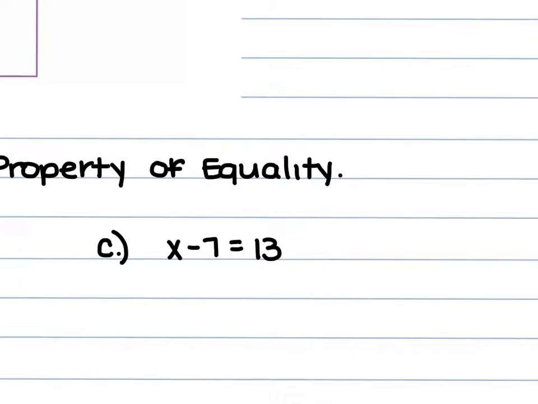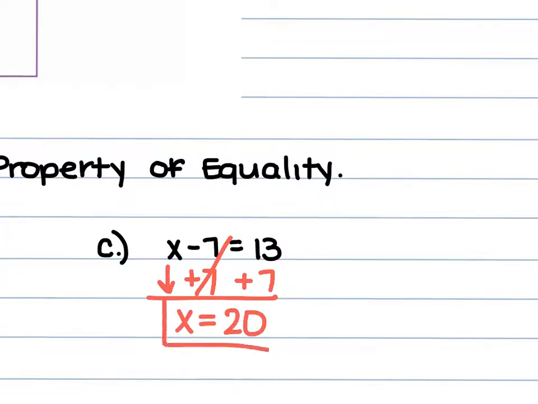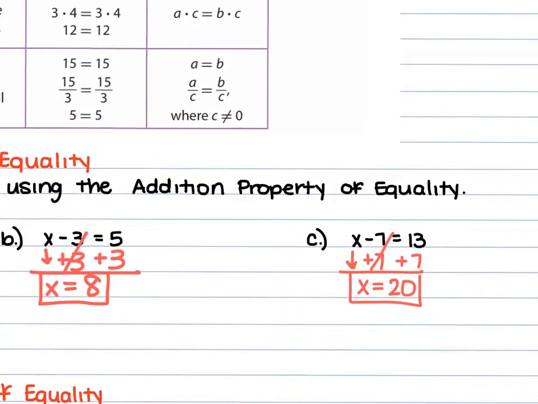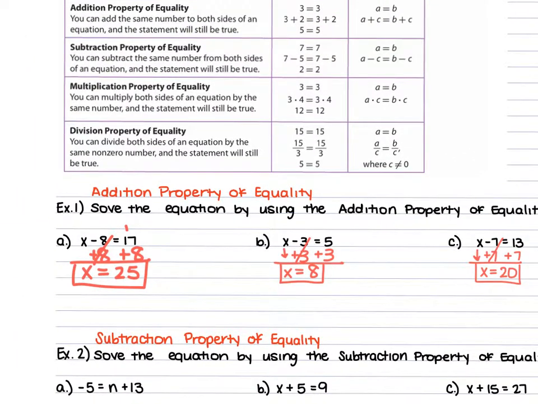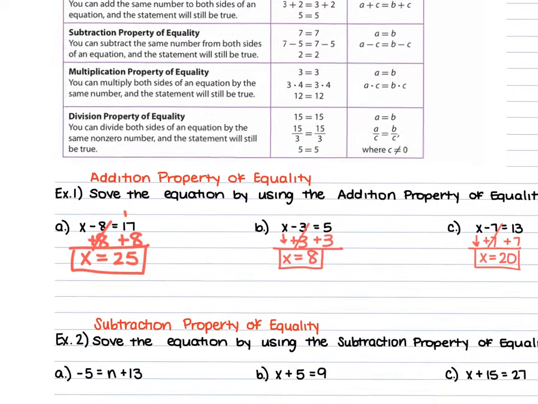Right now there's a subtraction in front of it, or minus. So we're going to add 7 to both sides. When we do this, this x is going to be dropped down, and x is going to equal 20. Remember, with any equation that you are solving, you can always substitute in your answer or plug in your answer to the original equation and see if you get a true statement. If you do, you know your answer is correct.